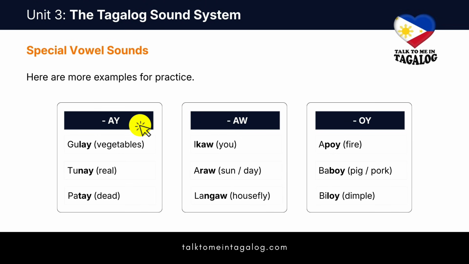For ai, when you see this in a Tagalog word, remember, the pronunciation is I, not A. Gulay, gulay, meaning vegetables. Tunay, tunay, real. Patay, patay, dead. For the special vowel sound aw, remember it's not o but aw.